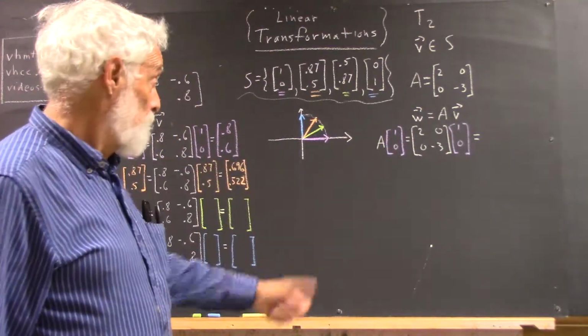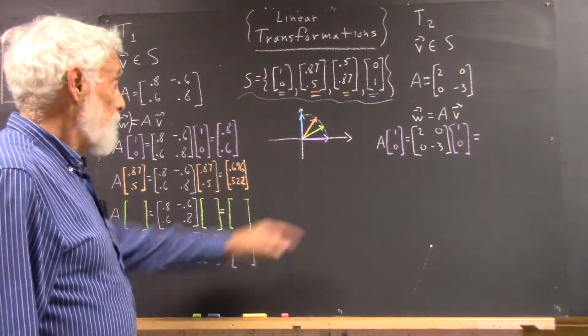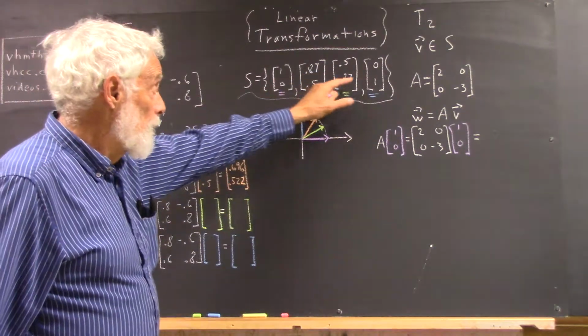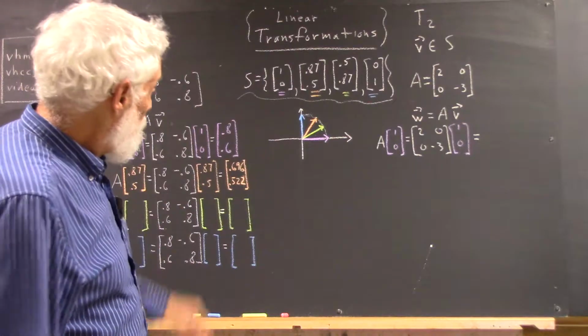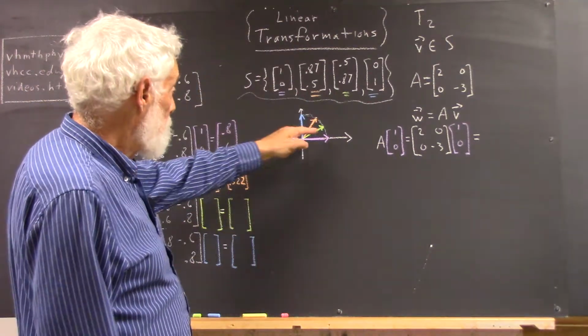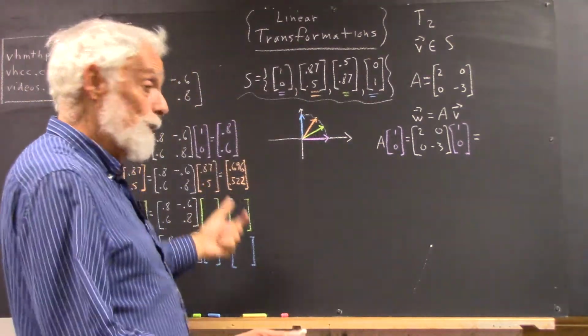I'll write it out while I'm offline, and then I'm going to do the same thing with this vector, and this vector. I'm also going to try to fix this picture, make this one orange and this one green, because that's the way they should be.